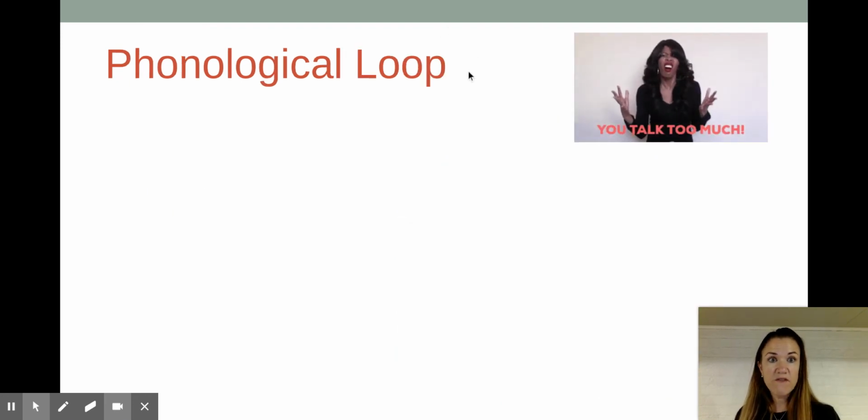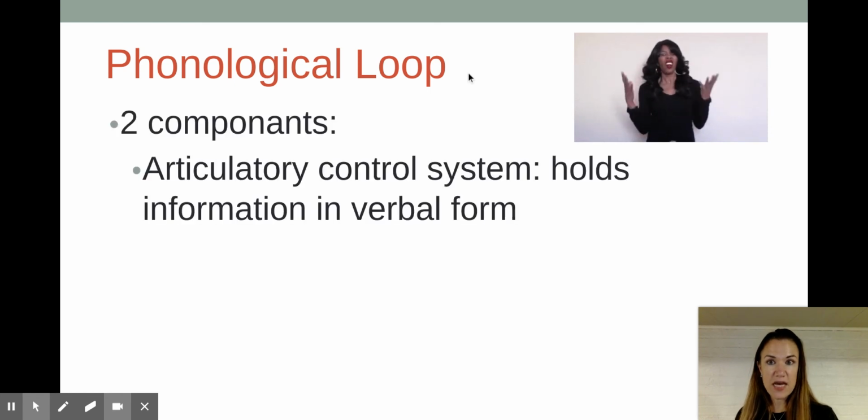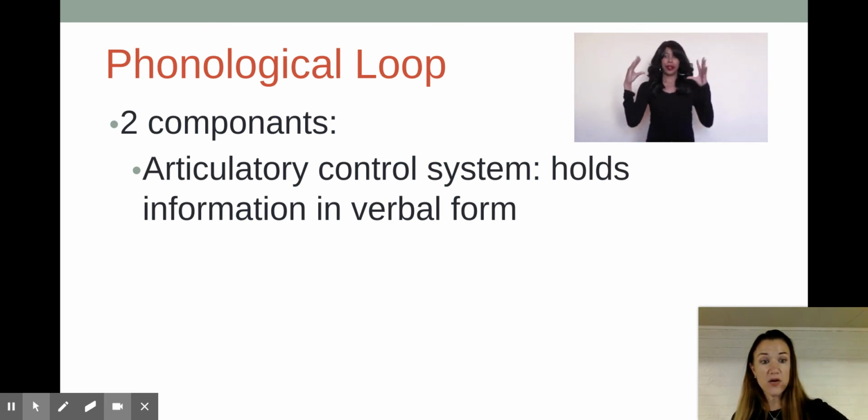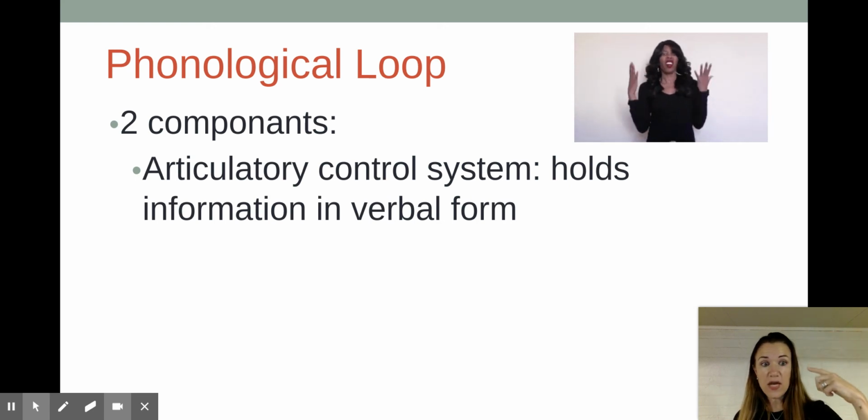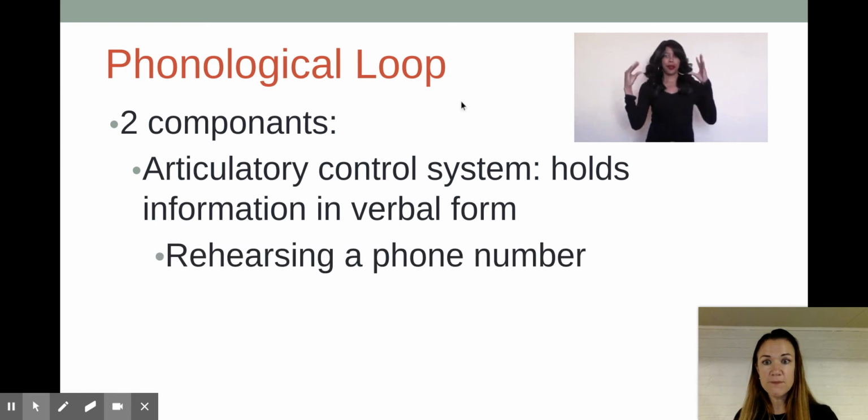Phonological loop. Phonological loop is that voice inside your mind, okay? So there's two components of this. One is the articulatory control system, and that holds information in verbal form. So let's say you saw someone's name, you might pronounce it in your mind, you might hear it. So maybe you see someone and you see their name, like visually, or you might hear their name as to how you pronounce it, okay? Rehearsing a phone number would use this part, like if you were saying it over and over and over again.